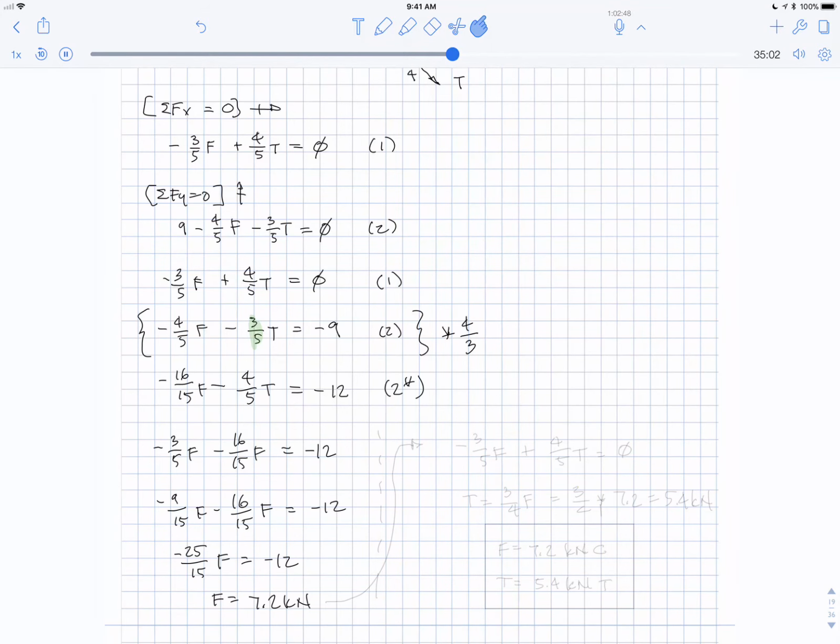7.2 kilonewtons. Now all I'm going to do is put this back into equation 1 and solve for T. So minus 3/5 F plus 4/5 T equals 0, or T equals 3/4 F, which equals 3/4 times 7.2, which equals 5.4 kilonewtons. Of course, if this were a real homework, I'd do it much neater, and then I would box the answers. So here are the answers.